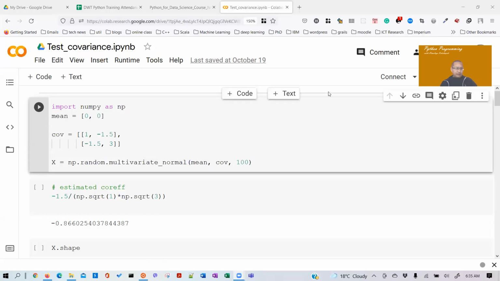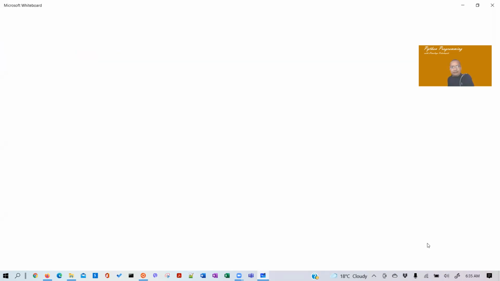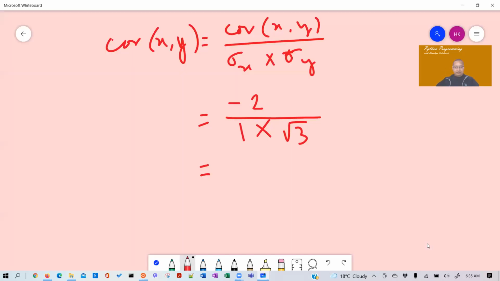So covariance and correlation relationships, let's discuss that first. Here's the relationship: correlation between x and y is equal to covariance of xy divided by the standard deviation of x times the standard deviation of y.